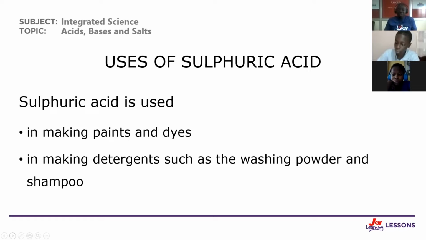But what are some of the uses of sulfuric acid? So on your screen, we will go through together. The first one is that it is used in making paints and dyes. So it means that it's a starting material for industries in the making of paints as well as dyes. And then also, it is used in making detergents such as the washing powder and the shampoos we've been using at home.